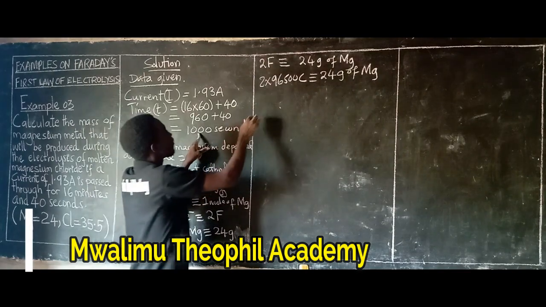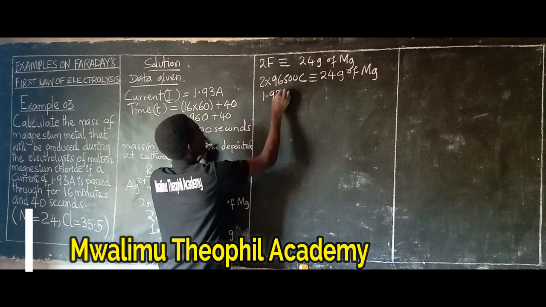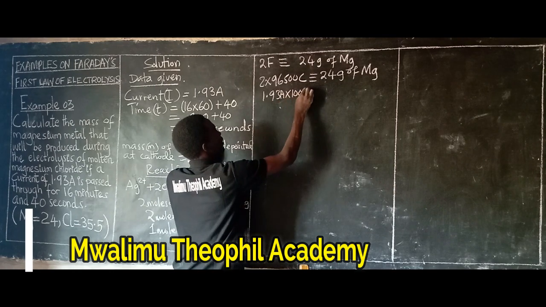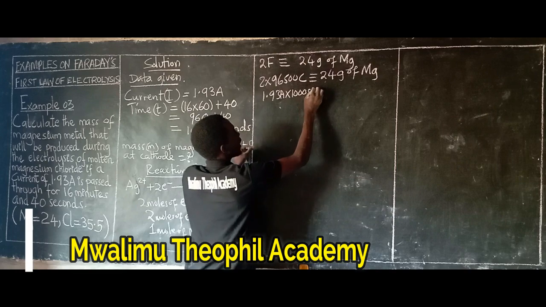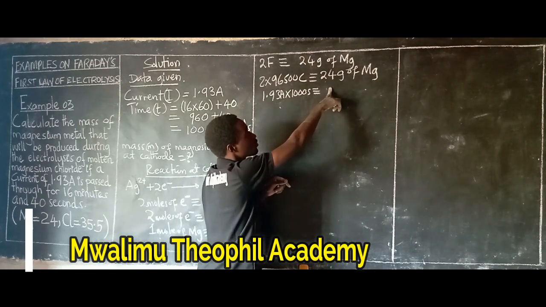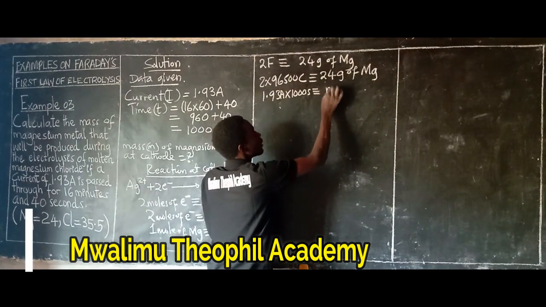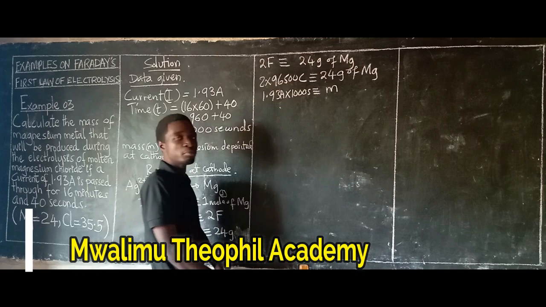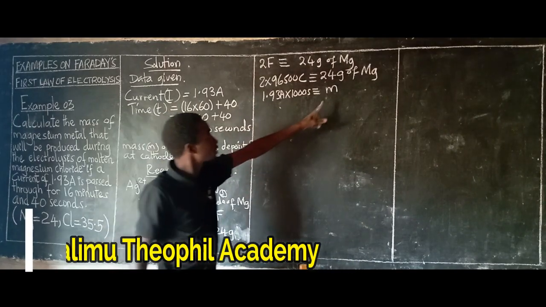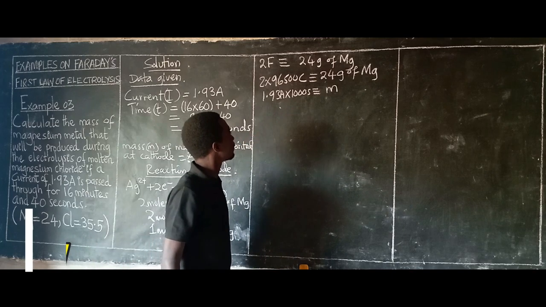So it means that when I take 1.93 ampere times 1,000 seconds, these are equivalent to the mass which will be produced and which is not known, as it is asked in the question. So it will be equivalent to M, mass of magnesium, which is to be calculated, as this mass will depend on the current applied within a given time.